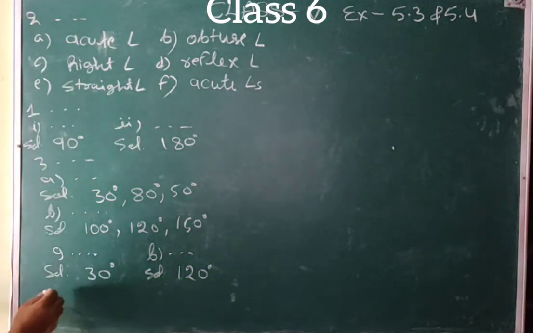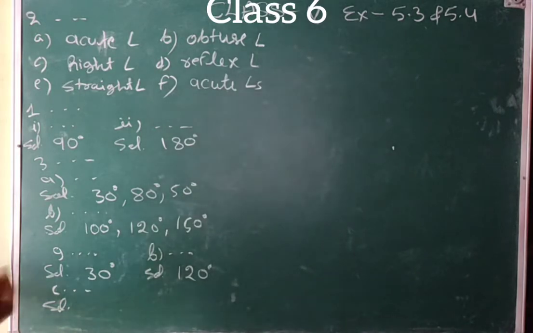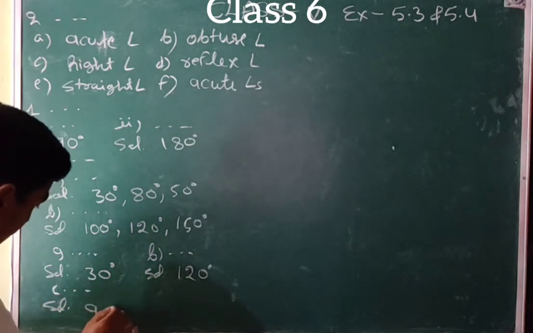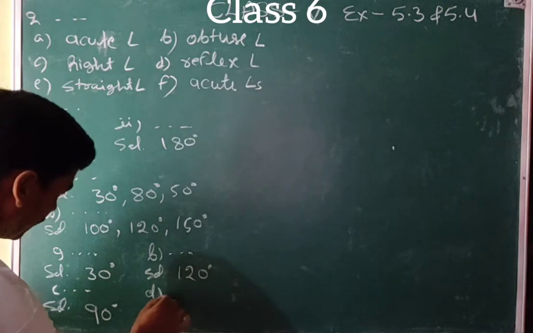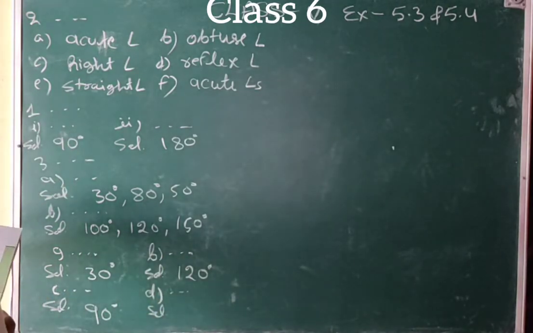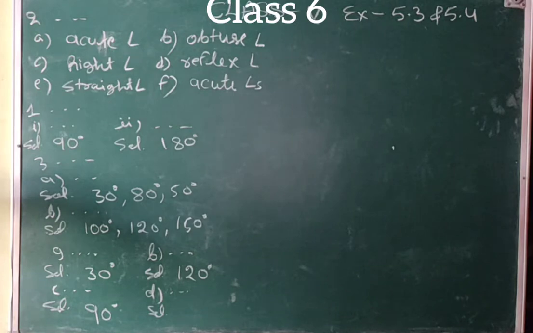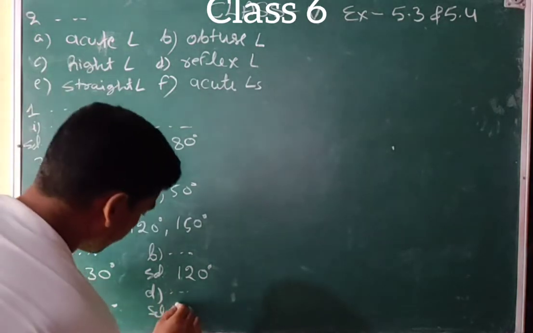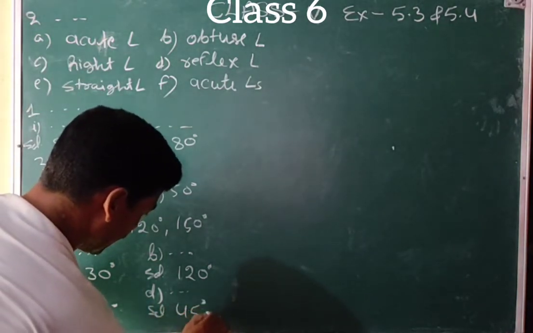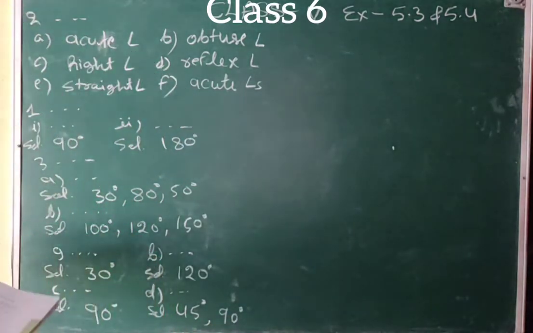And then for C, obviously that is 90 degrees. This is exact. D, one is 90 degrees and one can be 45 degrees, and the 90 degrees is confirmed, but that will have some change.